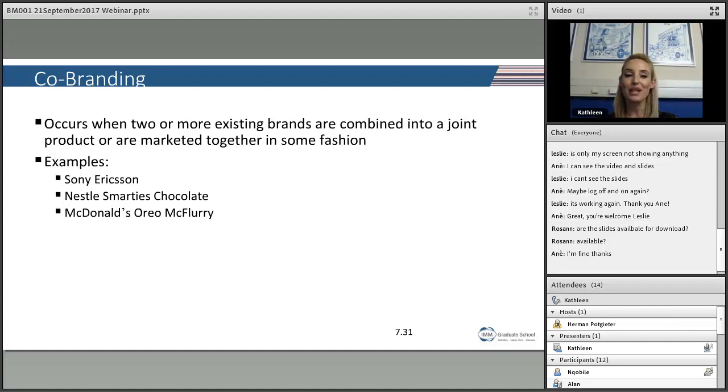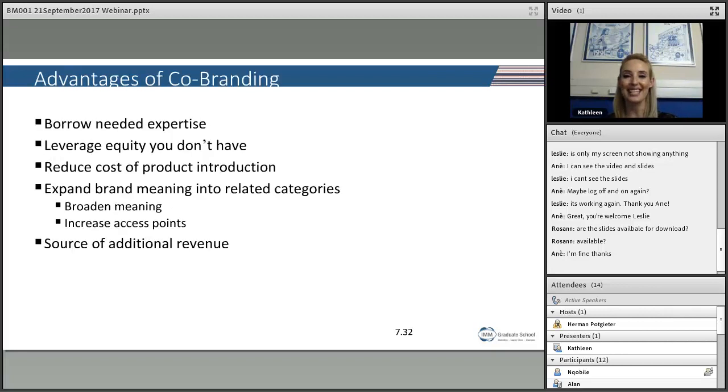They combined and they marketed themselves together. Another example would be where Nestle put Smarties into their slab of chocolate. So you are co-branding the Smarties brand with the Nestle's chocolate slab brand. And the third example is McDonald's and Oreo McFlurry, where you have the McDonald's brand and the Oreo brand joining together.